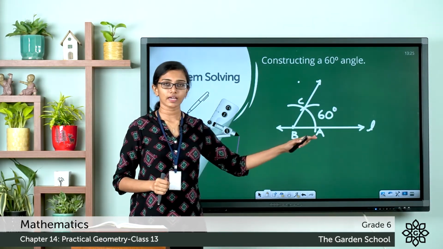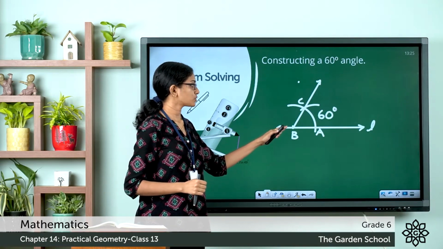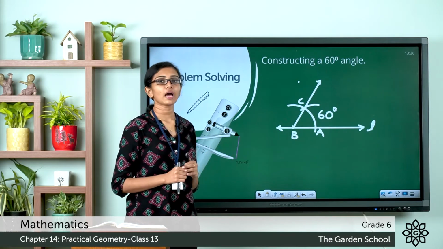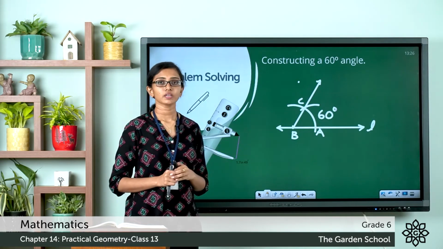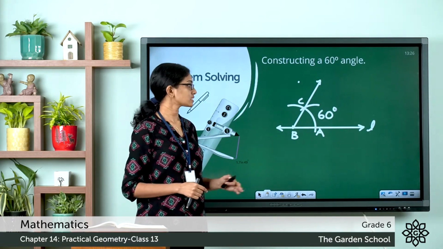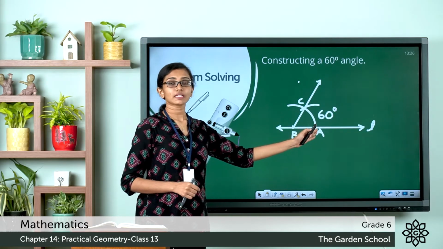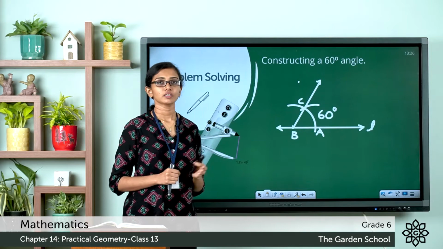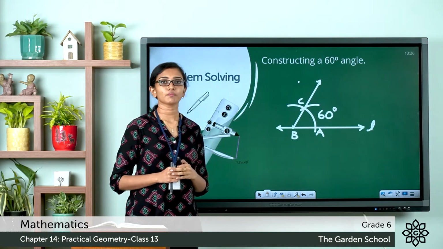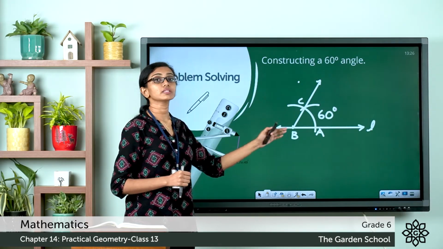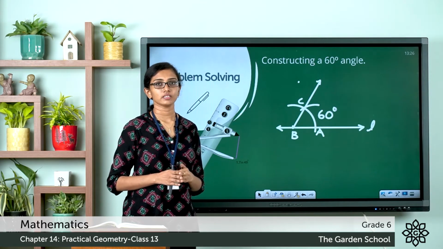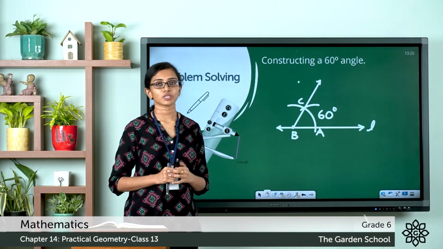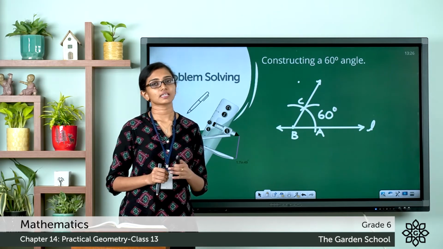First, draw a line L of any length. You have to mark a point on it. Choose a convenient radius to draw an arc with B as the center. Now use the same radius. Keep the pointer of the compass at A. Draw an arc intersecting the previous arc and then join the intersecting point with the point B or the vertex of the required angle. The resulting angle will be equal to 60 degree in measure. So this was about a 60 degree angle.